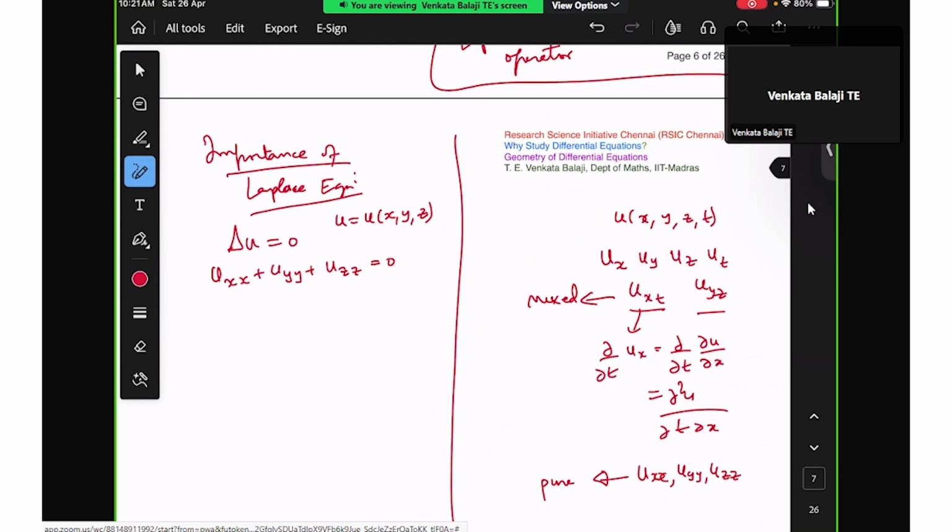But when you do heat and when you do wave and all that, there is a time parameter which you don't confuse with the space parameters. So this is a function which satisfies the Laplace equation. Now, such functions which satisfy the Laplace equation, I just want to tell you why these functions are important. They are what are called harmonic functions.